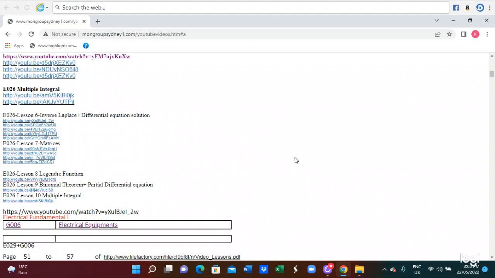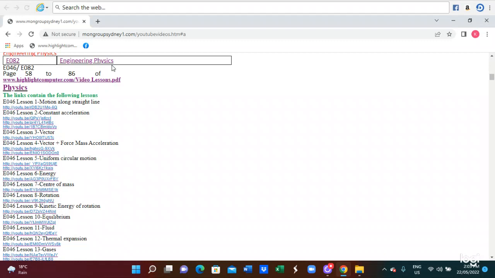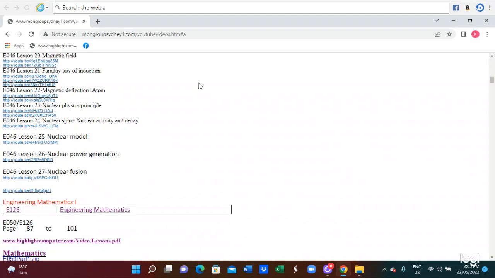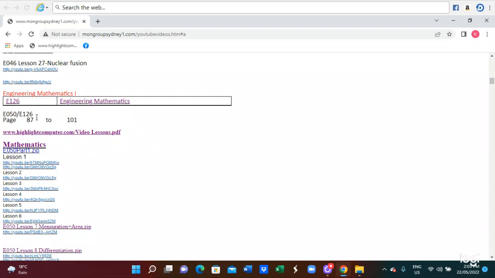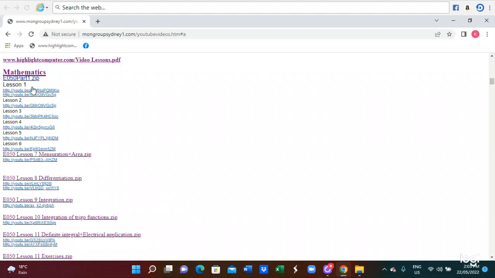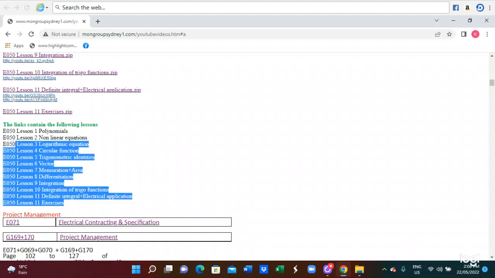So last week, we already talked about E0 to A2. E0 to A2, we talked about the engineering phase. So this week, we finished this one. So we have to read E1 to A2 engineering mathematics. E1 to A2 engineering mathematics, all the slide lessons you can see here, highlightcomputer.com/video-lesson.pdf. By clicking this site you read pages 87 to 101, which are the written notes for the video lesson. So video lessons, you can read here, lesson 1, 2, 3, 4, 5, 6, and also lesson 7. Those are the video lessons. You have to read the two video lessons. So these are the topics of the video lesson that you can see here.